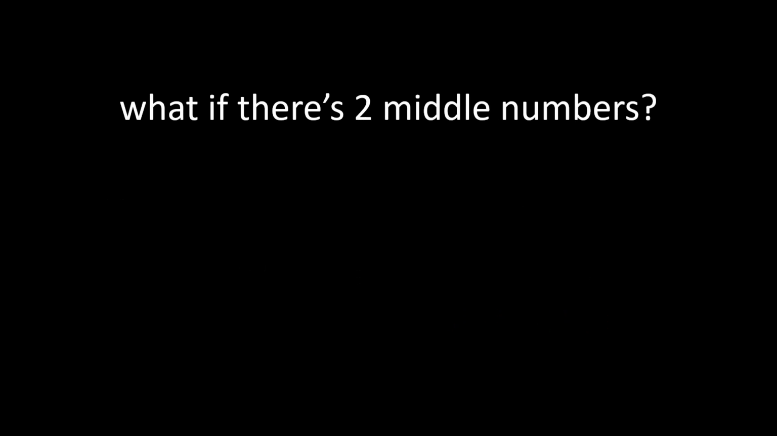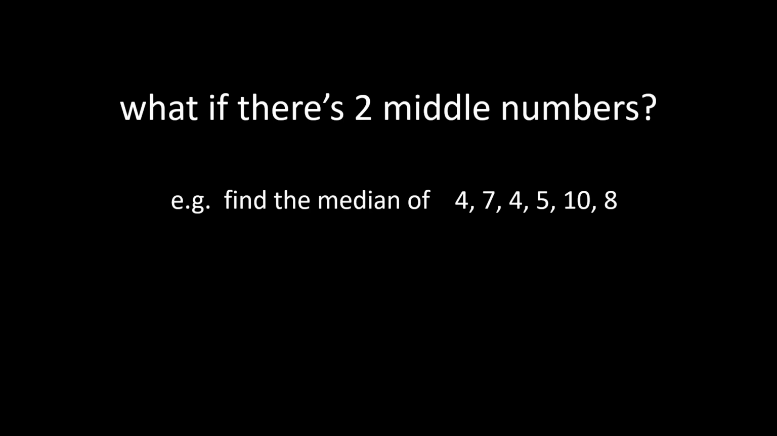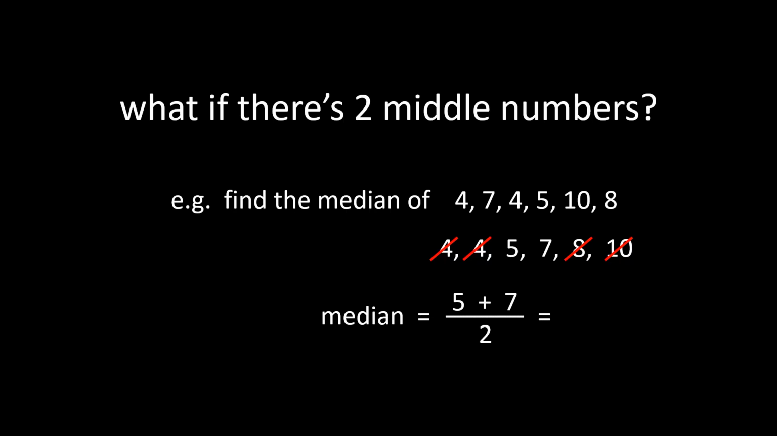Now what you might have thought is, what if there's 2 middle numbers? Or in other words, what if we've got an even number of numbers in our data? That's what we've got here: 4, 7, 4, 5, 10 and 8. Okay, well we have to put them in order, so let's do that. 4, 4, 5, 7, 8 and 10. Now let's cross one off the front and one off the back. One off the front, one off the back. Alright, now we're left with 2 middle numbers. Well, what we do now, to get the median, we add up those 2 middle numbers and divide by 2. So 5 and 7 is 12. 12 divided by 2 is 6. So the median in this case is 6.